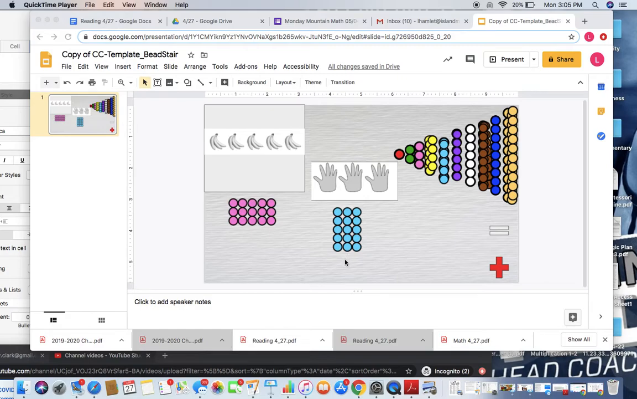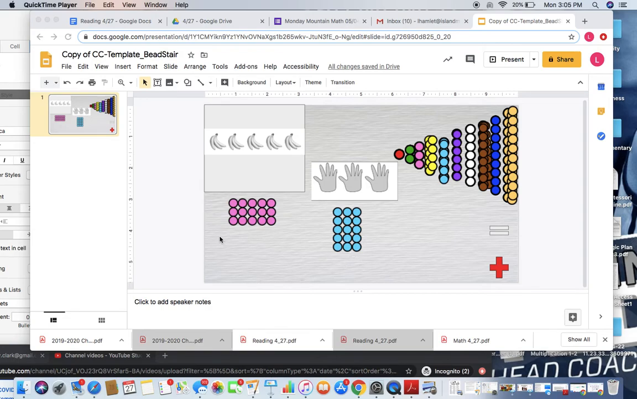1 group of 5, 2 groups of 5, 3 groups of 5. Or 5 taken once, 5 taken twice, 5 taken 3 times. And we skip counted on this too. And we said 5, 10, 15. So we knew that 5 plus 5 plus 5 is 15. Or 5 taken 3 times is 15. And we had this lovely rectangle here.